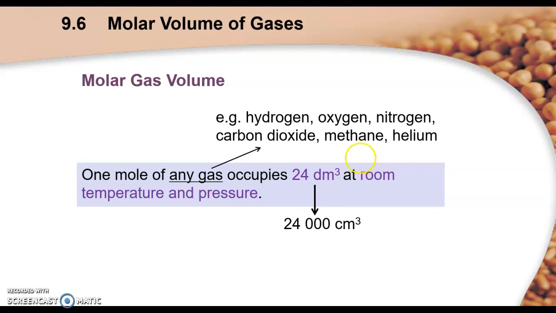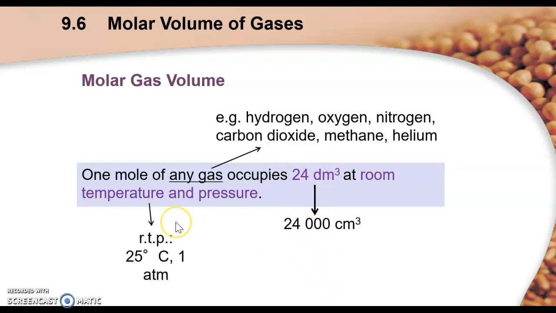This is the first time that you're looking at this unit called dm cube. It is good to know that 1 dm cube is equal to 1000 cm cube. So when you're performing the calculations, please pay attention to the units given, because depending on the question, sometimes you may use cm cube or sometimes dm cube, and you need to use the correct 24 dm cube or 24,000 cm cube respectively.